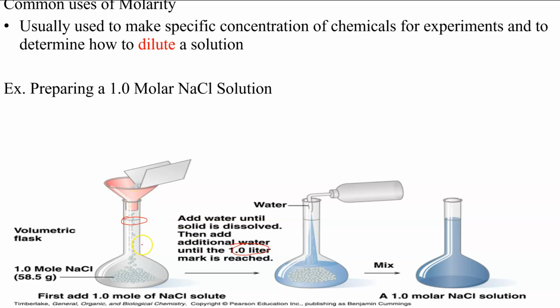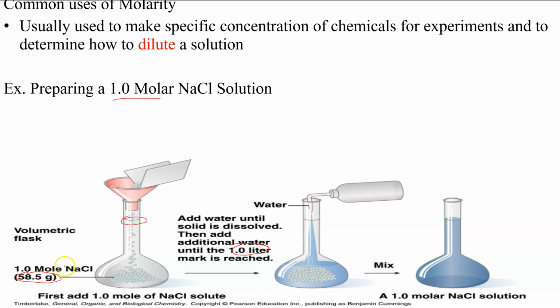So these are really cool to use because there's not a need to use a graduated cylinder in place of or on top of this. Well, all you do is you measure out the proper moles of chemical, which for 1 mole of NaCl or 1 molar means I need to have 1 mole, and 1 mole is 58.5.